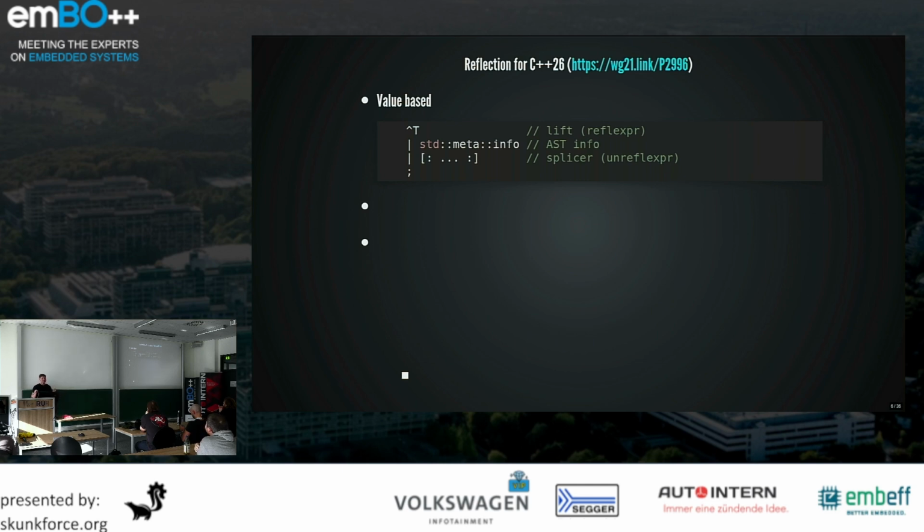It's called splicer. It's the index operator with a colon, and you have to close it the other way around. So we have these meta info objects, and we can go back to values or types. So hopefully that makes some sense. We'll take a look into that example. But it's very powerful because that allows us to do a lot of things using kind of normal C++, right? Because we have these objects, and we'll take a look into that in a second.